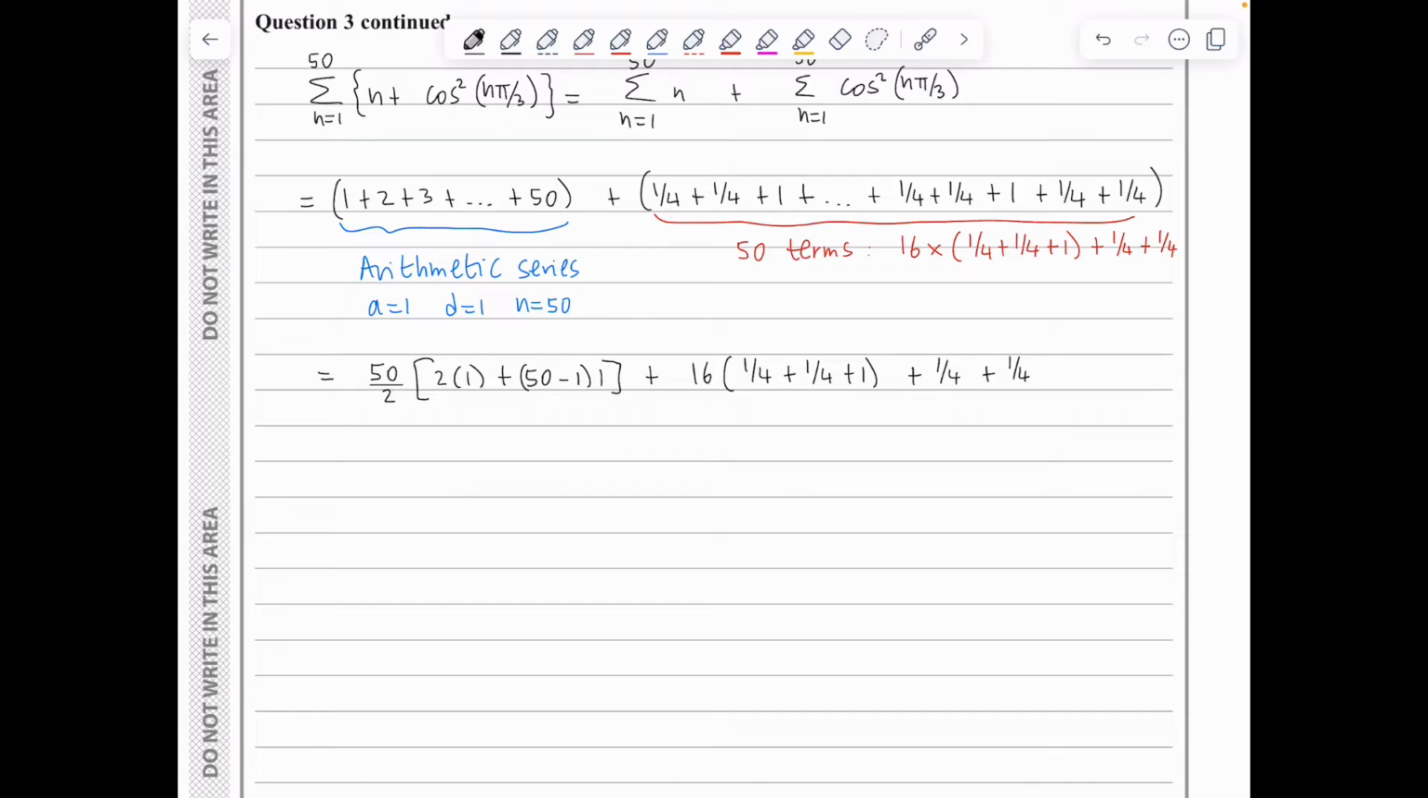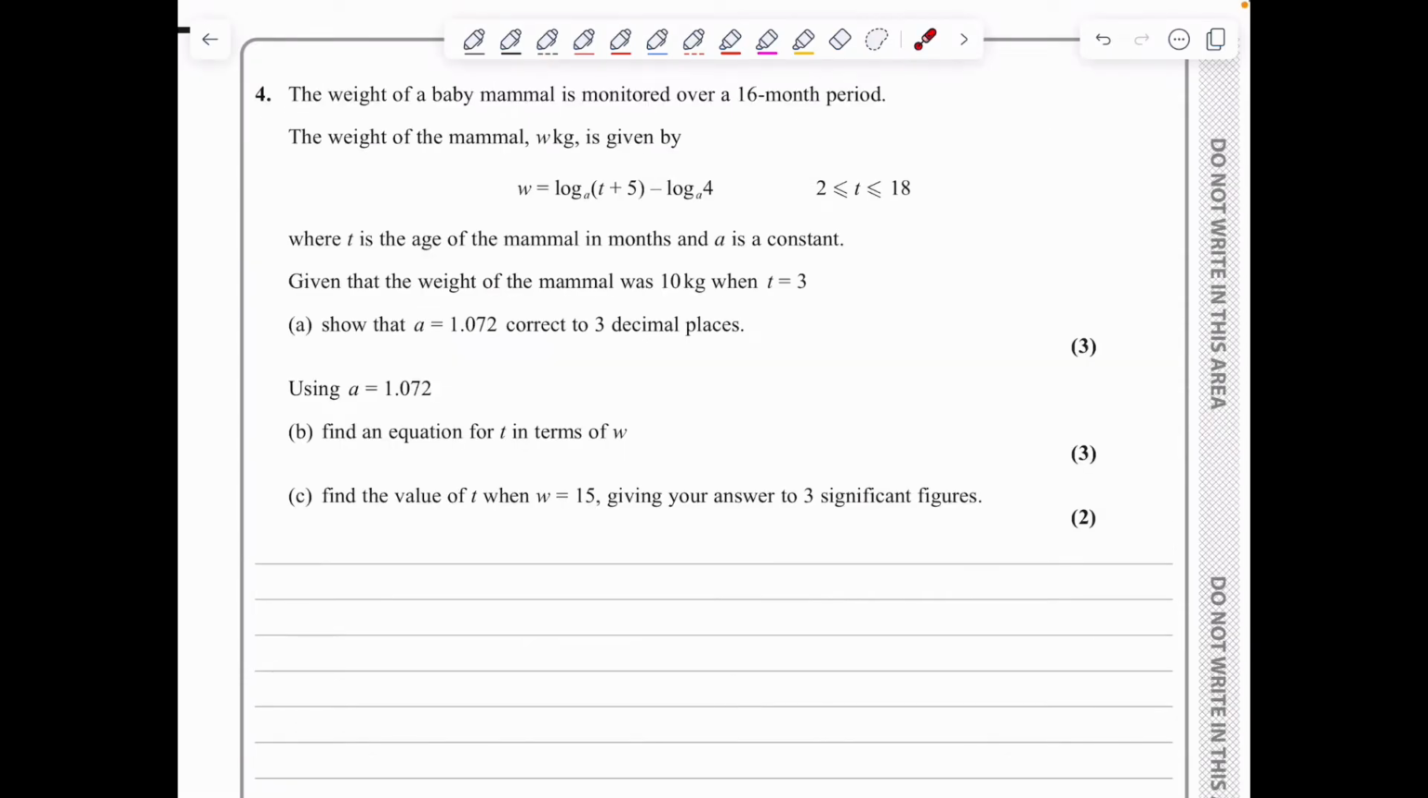Put everything on the calculator, you get an answer of 2,599 over 2. In question 4, we've got the weight of a baby mammal monitored over a 16-month period, and the weight, W kilos, is given by this relationship here, where T is the age of the mammal in months and A is a constant.